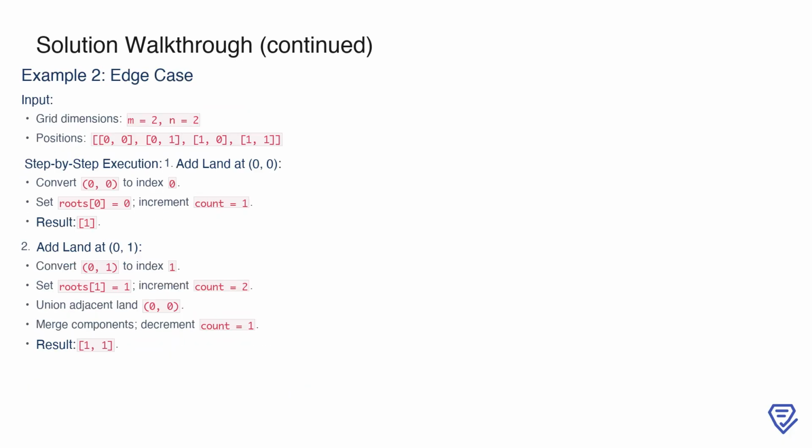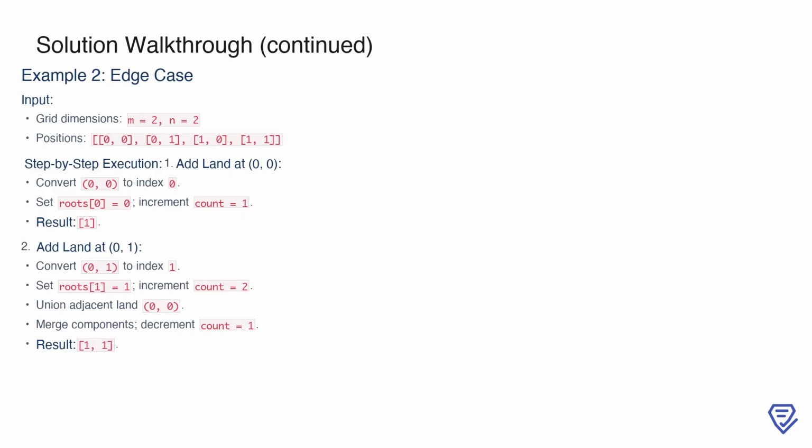In a smaller grid, let's consider a 2x2 grid where we add land at positions 0,0; 0,1; 1,0; and 1,1. First, adding land at 0,0 maps to index 0. We set roots[0] equals 0 and increment the count to 1. The result after this step is 1.